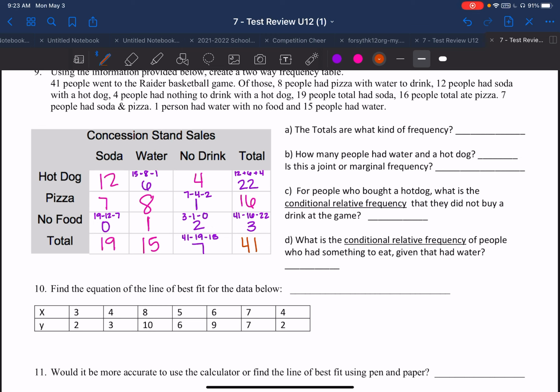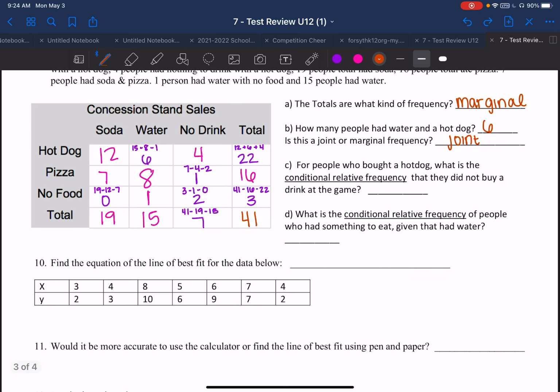So the totals, what type of frequency is this? We know that all totals are always marginal frequencies. How many people had water and a hot dog? Water and a hot dog is 6 people. Is that joint or marginal? This is going to be joint because it's found under hot dog and water. Two things come together to give me that number. That's why it's joint. A marginal, remember, is a total for a single column or row, only calculating one thing.